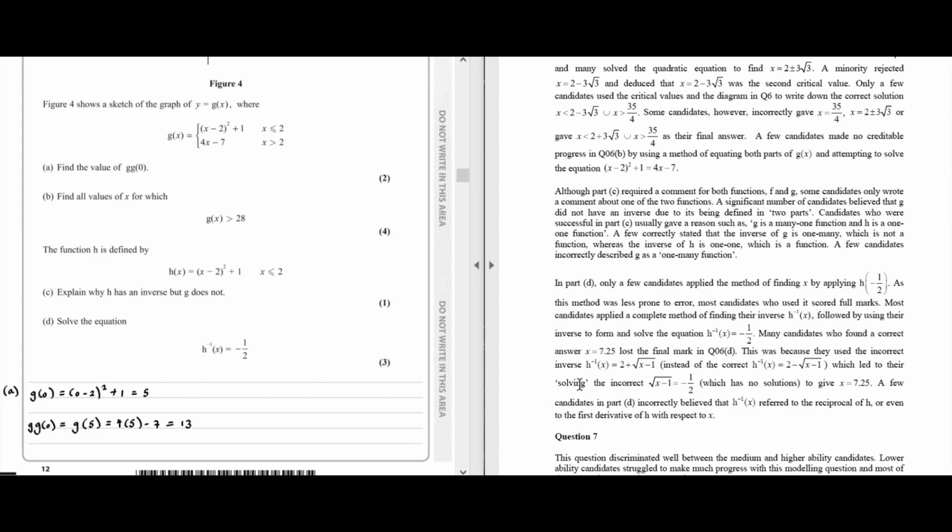Some lost marks because they used the incorrect h shown here. Some gave this answer of x equaling 7.25 and lost the mark because they gave their inverse as 2 plus root x minus 1 instead of 2 minus root x plus 1. A few candidates in part D incorrectly believe that the inverse of h referred to the reciprocal of h or even the first derivative of h with respect to x, which is also incorrect.